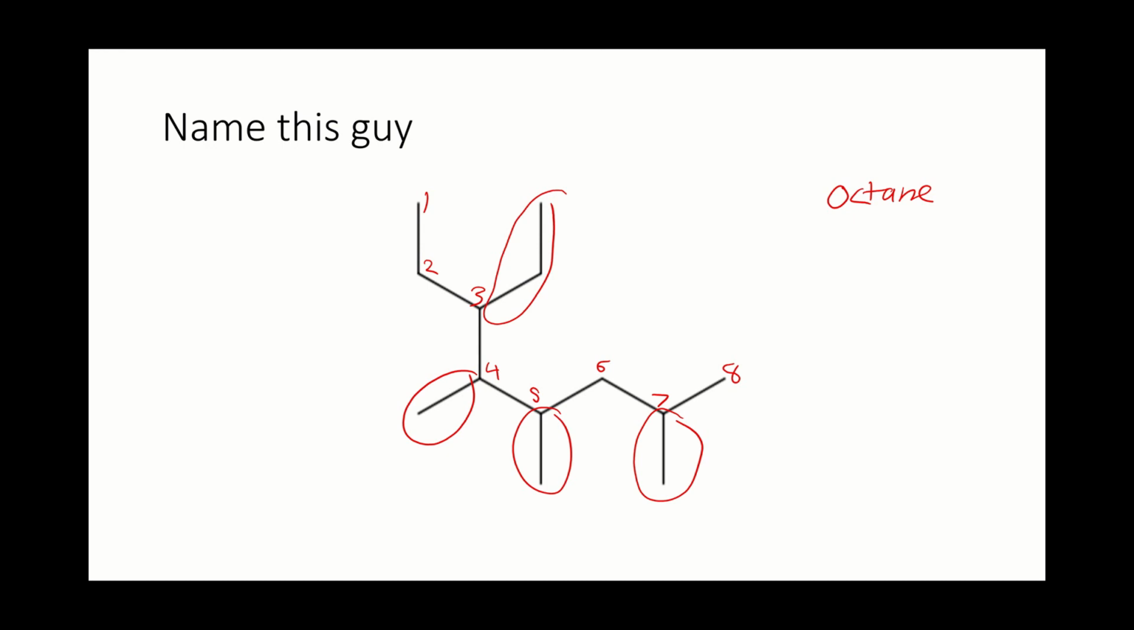So right now, if I was to proceed with the naming scheme that I have in front of me, I would have 3-ethyl-4,5,7-trimethyloctane. But that is leading to some very high numbers. The alternative is I make this carbon over here carbon number 1, in which case I will have octane again.